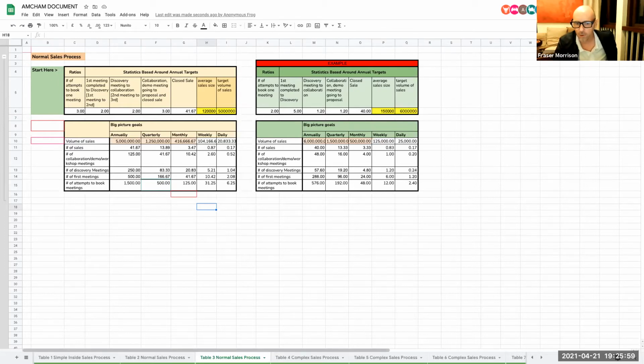So we've got the normal process. Target revenue is 500. Is that 5 million? Yeah, 5 million. 120,000 there. Do you guys want to, in that table, at table 3, tell us what the basis of this was?